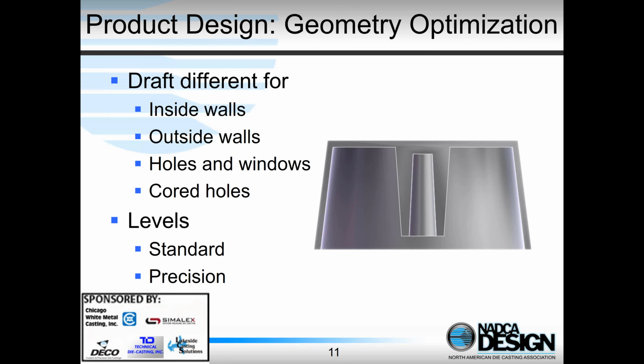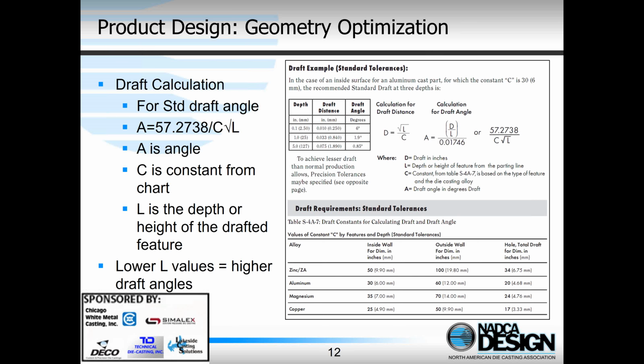So this is the information that's actually available at diecastingdesign.org. It's also in the die casting design book. This information gives you a couple of equations you can see here on the right-hand side for calculating the draft angle based on the depth of the feature. And so this is obviously really, really useful. It's used by die casters, but it can be used by you as designers also.